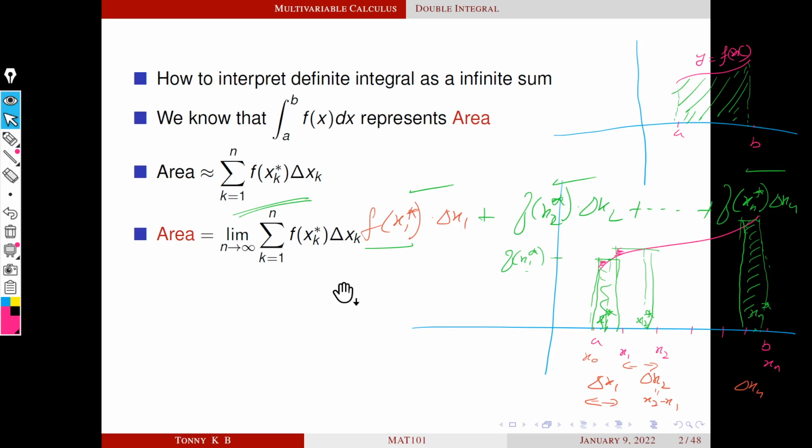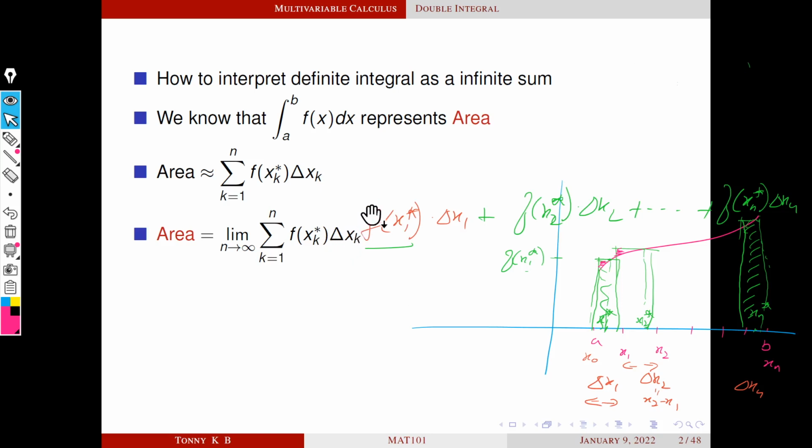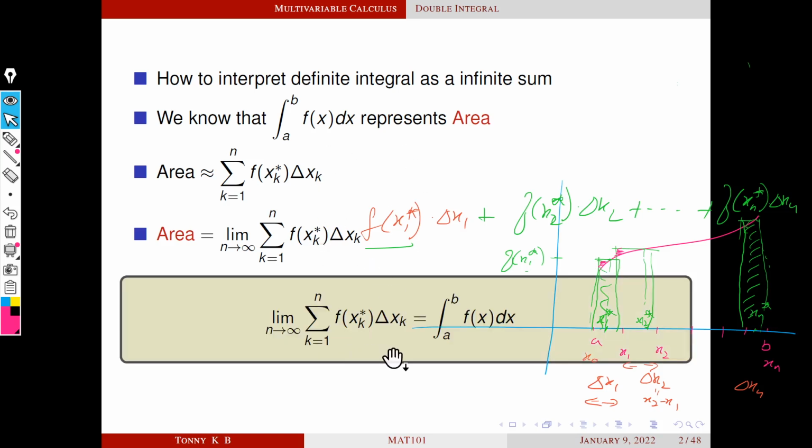That is equal to our area between this curve and x-axis from a to b. Okay, so this is another interpretation of area using an infinite sum. Already we know that we can evaluate area using this definite integral. So combining these two, we have a new formula like this. This is another interpretation of this integration, or we can interpret this infinite sum using this integration.